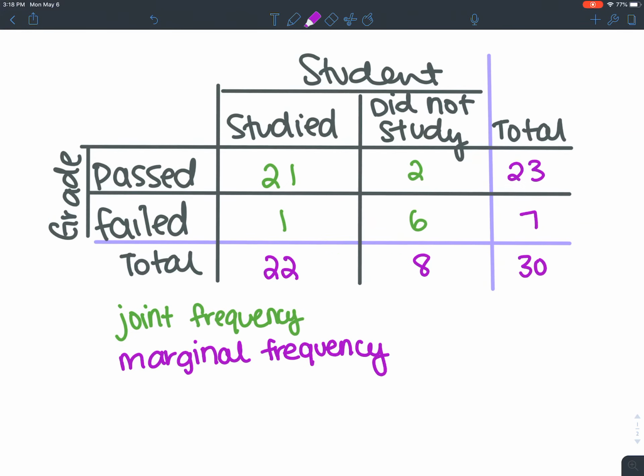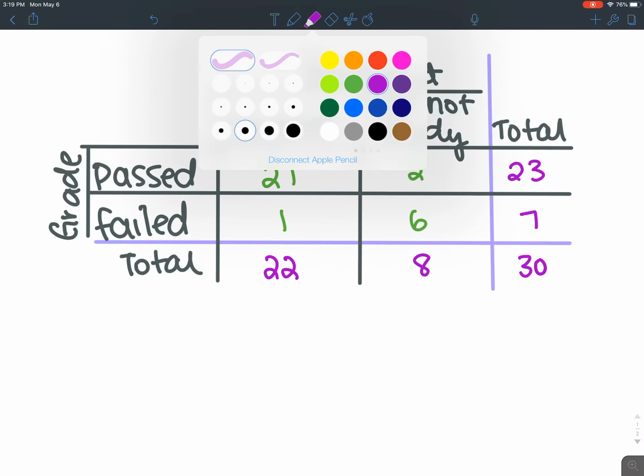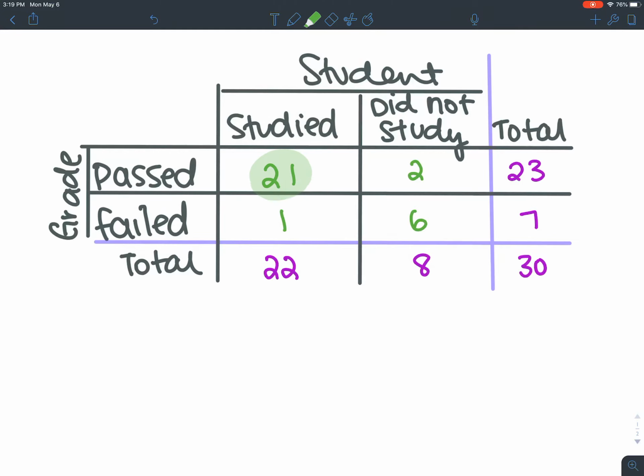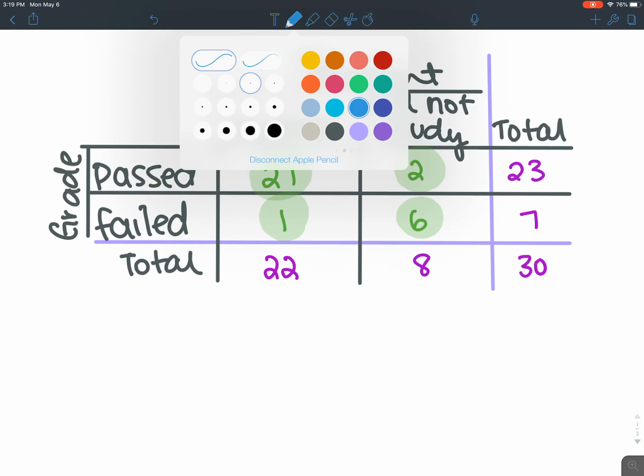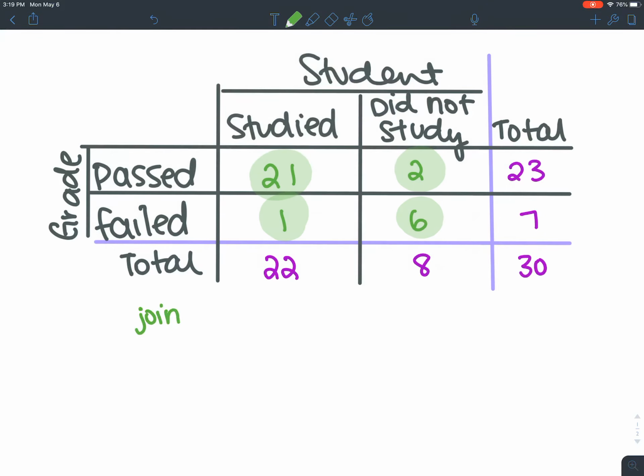So if we looked at these tables, there are people who studied, there are people who did not study, there are people who passed, and there are people who failed. Okay, so all of the things on the inside, they're in green because they are separate. They are called joint frequencies, and think of it as the joints on your bones. It's joined by two things.